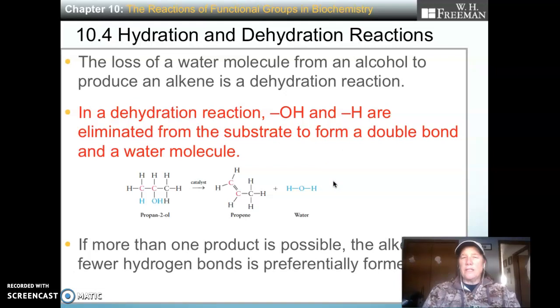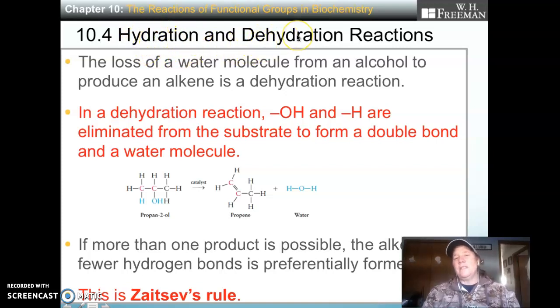If more than one product is possible, then you'll have fewer hydrogen bonds. But again, that's an example of a dehydration. Out of here, we took a hydrogen and hydroxide and made a water. It's called Zaitsev's rule. I know it's kind of weird, but if you do the opposite of this, then it's hydration. So again, these just deal with water. Hydration means adding it. Dehydration means taking it away. And I think we might be done.